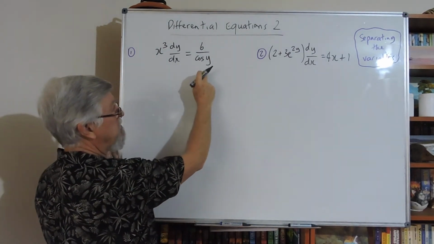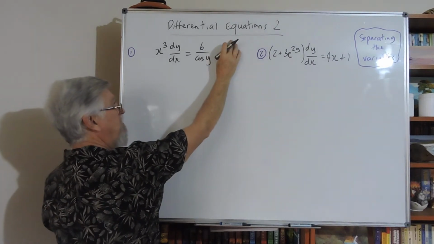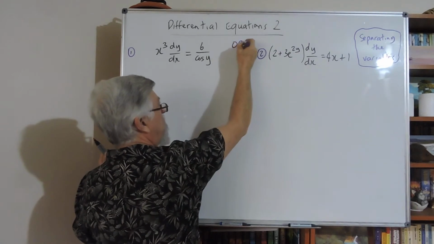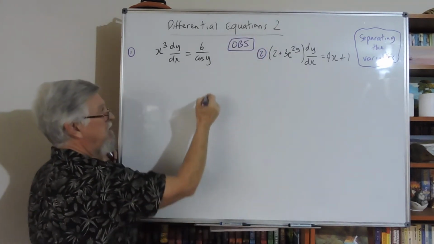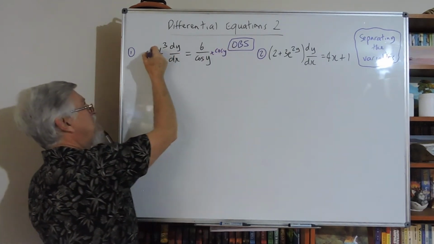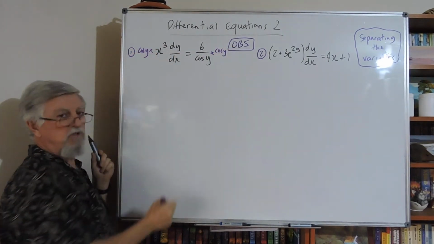So how do I get rid of a cos y from this side? If I times this side by cos y, I times that side by cos y. I keep referring to doing the opposites to both sides. So the opposite of divide by cos y is times by cos y. If I do it to that side, I do it to that side. Now some of you will just do that in your head.